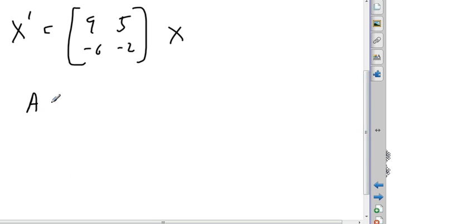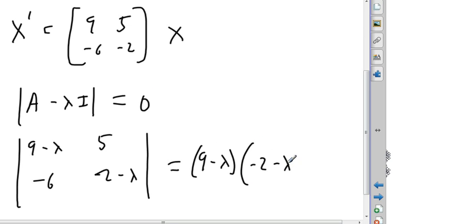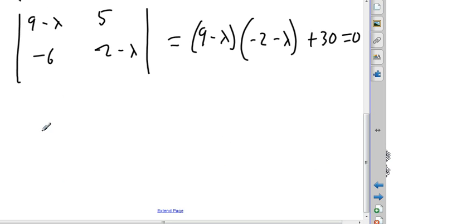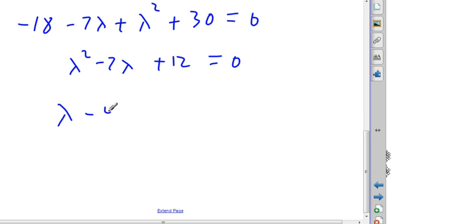I'm looking for the eigenvalues, so I'm going to have A minus lambda I. The determinant of it, I'm going to set equal to 0. 9 minus lambda, 5, minus 6, minus 2 minus lambda. I'm going to have 9 minus lambda times minus 2 minus lambda, minus a minus 30, making it plus 30, equal to 0. I got minus 18 minus 7 lambda plus lambda squared plus 30 is 0. I have lambda squared minus 7 lambda plus 12 is 0. And I have eigenvalues that are 4 and 3 again.